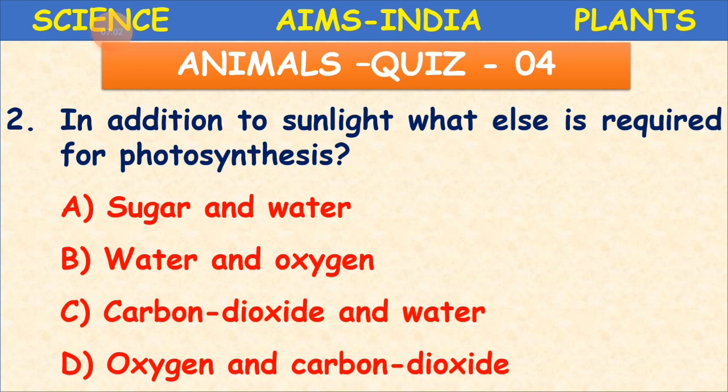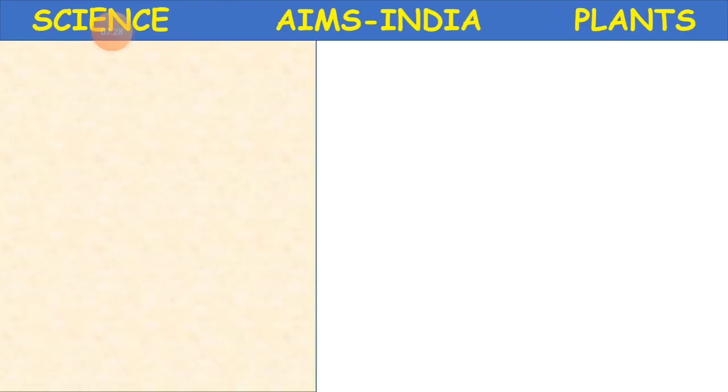So I am expecting you to write the correct option in the live chat. Yes, the correct answer is option C, that is carbon dioxide and water. Sunlight, carbon dioxide and water, all three together are required for the process of making food, that is photosynthesis. Clear, children? Now the next question.